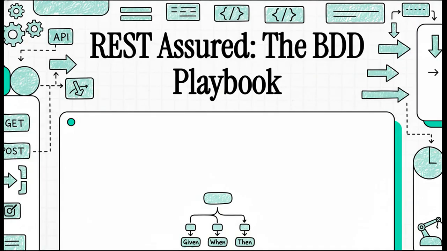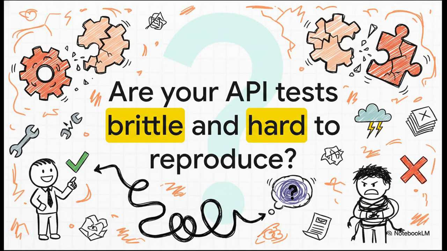All right, welcome. Today we are cracking open a playbook designed to help you master API test automation using REST Assured BDD style. So if you're someone who builds, tests, or manages APIs, trust me, this is something you're going to want to see. So let's just kick things off with a question that, well, it probably hits a little close to home for a lot of us, right?